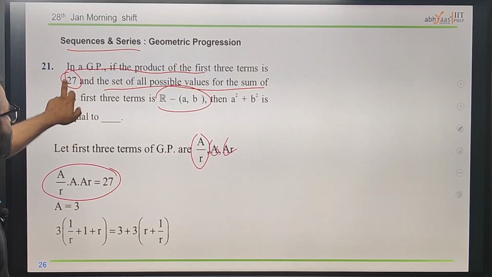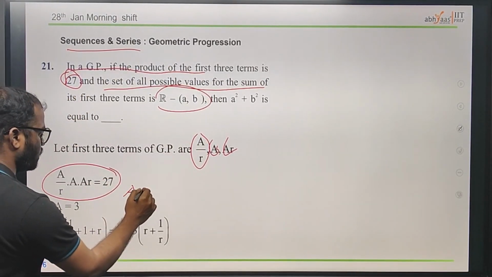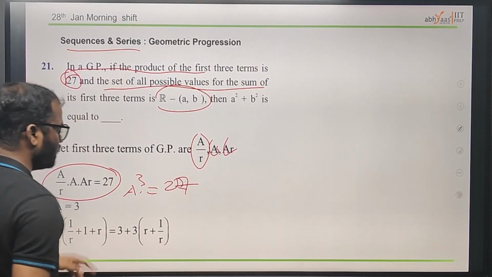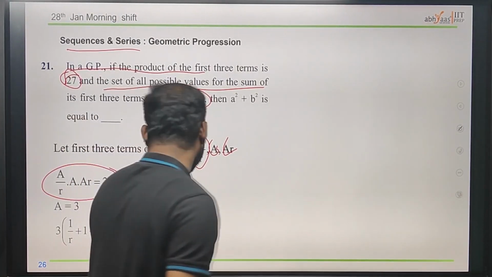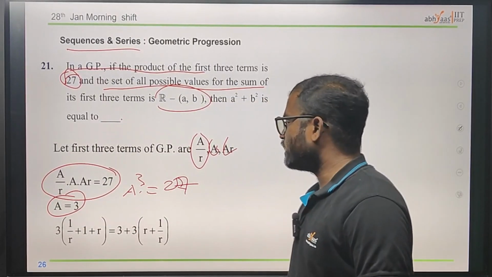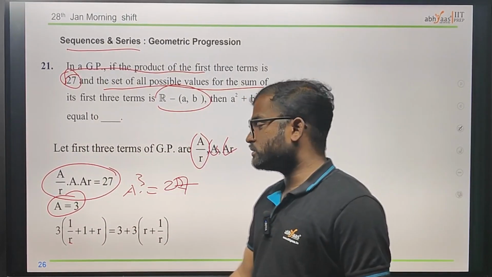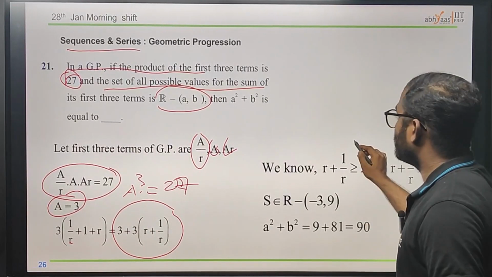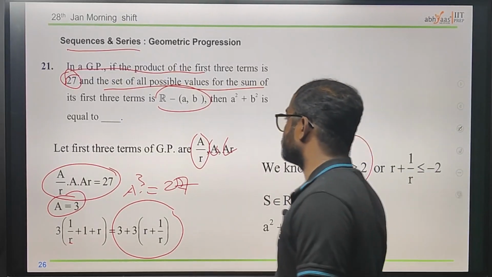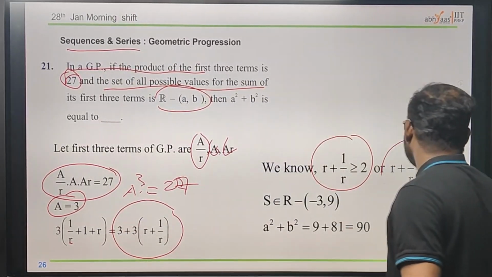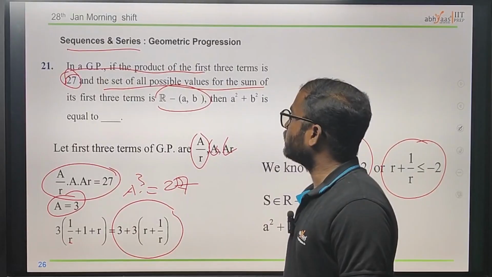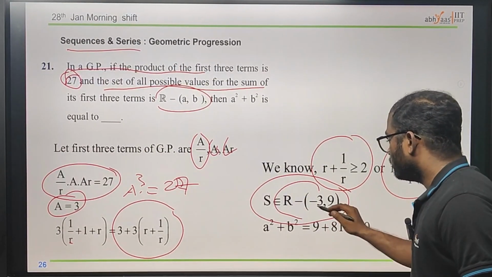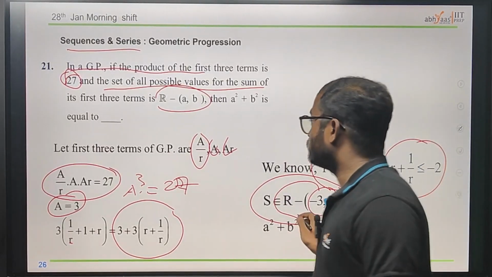Already given 27, so a cubed, with r cancelled out, will be 27, that means 3 cubed, so a equal to 3. Also we can take 3 as common and write it like this. Next, we know that r plus 1 by r is greater than or equal to 2 and can be less than or equal to minus 2. From that we can easily see that S must belong to this region, ignoring minus 3 comma 9.